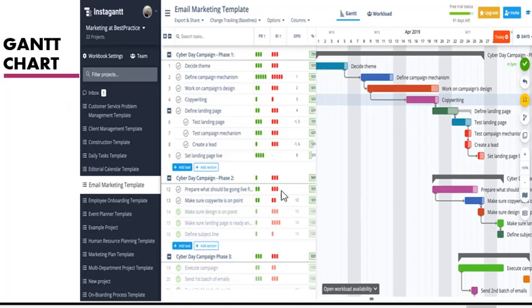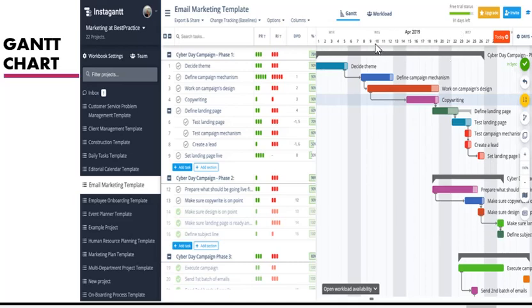Yeah, so in this particular thing that is in the Gantt chart, it provides a visual representation, as you can see here, of the entire project, right? That is right from stage one, that is deciding theme, defining campaign mechanism. All these steps, all the activities are mentioned right over here, and it also defines the status of work completion.